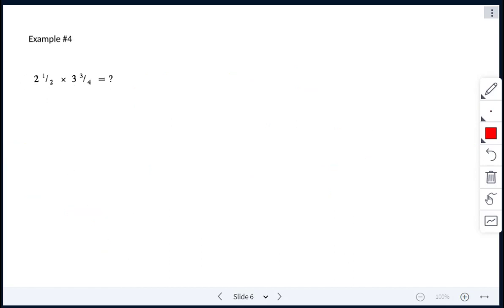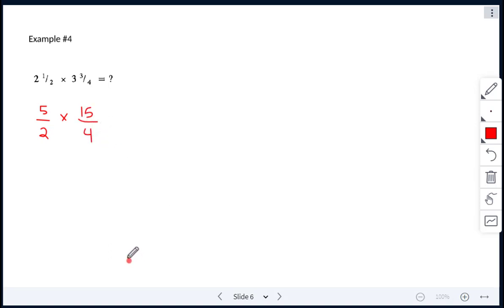All right, so when we have a mixed fraction, we go back to our rule. Our rule number 1 stated to just put them into improper fractions and then multiply. So here we have 2 1/2 times 3 3/4. So 2 times 2 is 4, plus 1 is 5. So that gives me 5 over 2. And then we're going to multiply it by 3 times 4 is 12, plus 3 is 15 over 4.